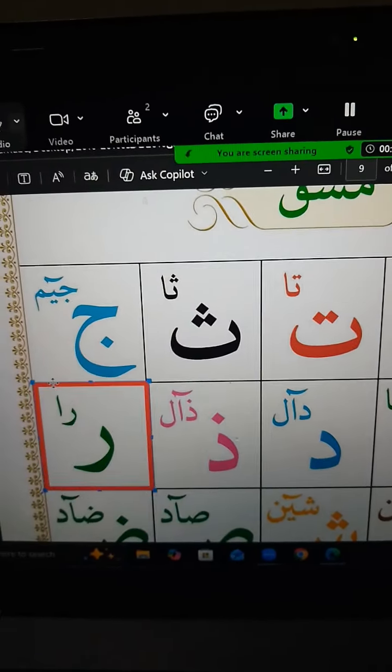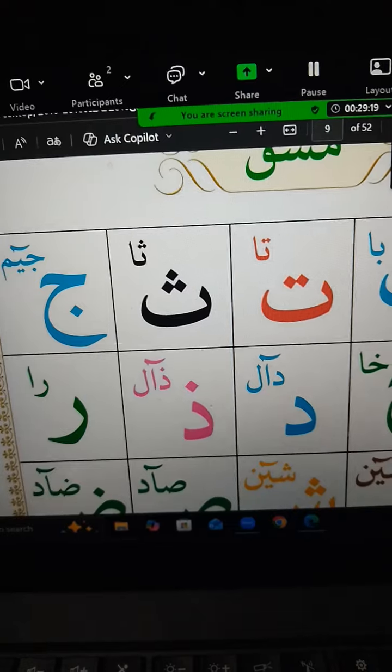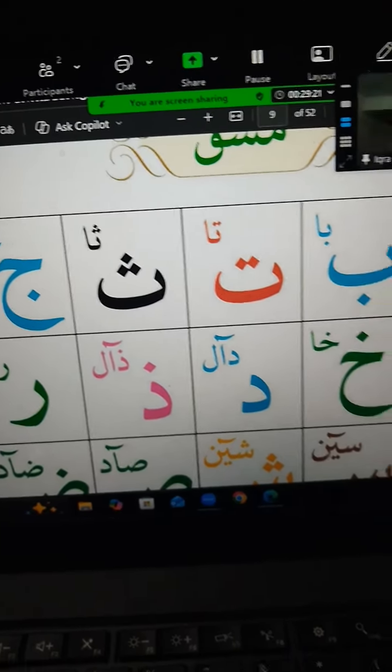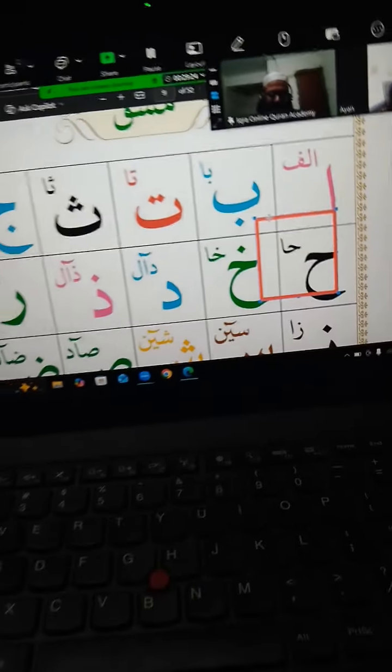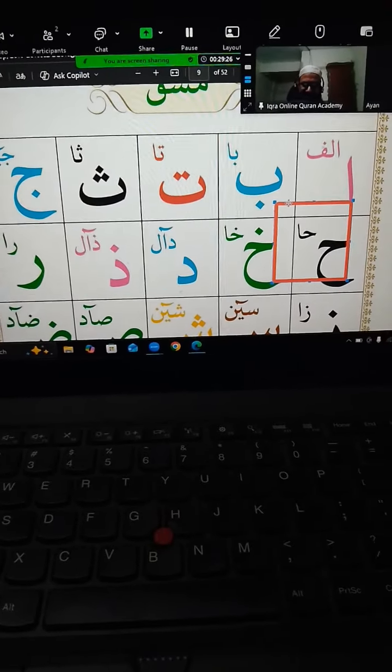Ra. Okay. These are the letters. Yesterday we read these letters. Okay. The two lines. Okay. Got it? It's very easy. Simple.